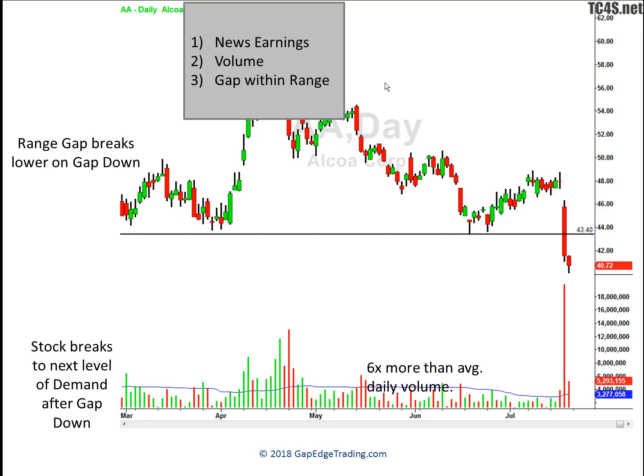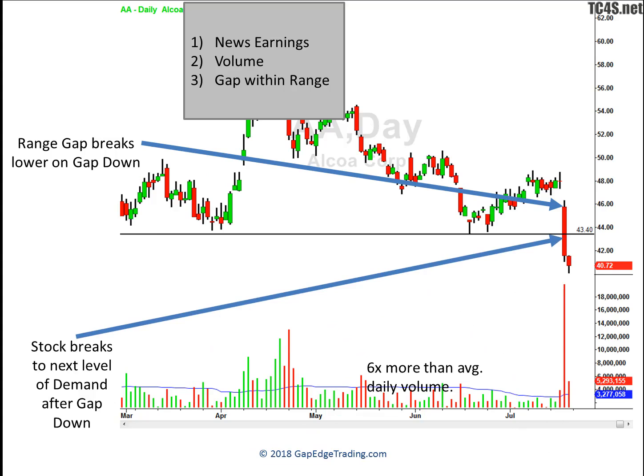Now the amazing thing about the gaps is they stand out. The volume, the news, everything's there for you. They're not hard to find. They're very easy to find. You can see the gap down within the range. See how it broke the level.